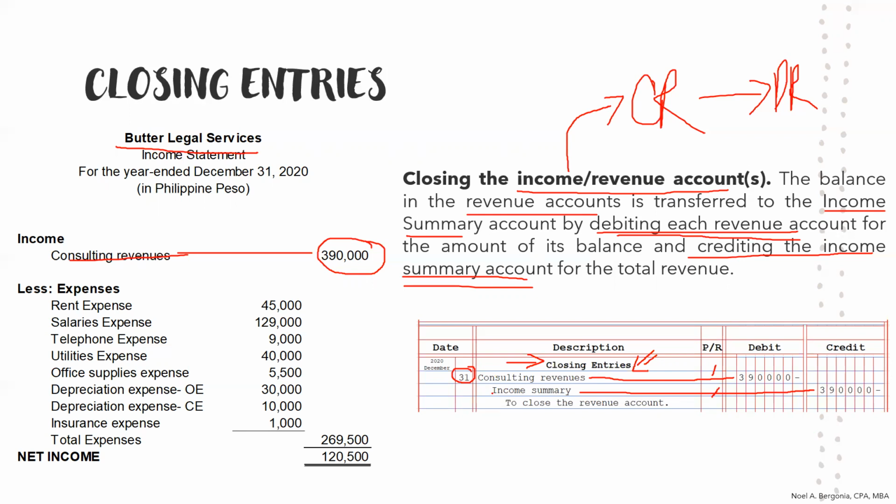Okay, pero ayan, ito po yung itsura ng ating closing entry of the income or revenue account. Don't forget the description to close the revenue account. Okay? Sir, paano kung marami tayong income account? Eh di ganun din. I-debit mo lang sila lahat. Okay, kasi halimbawa in the other video lecture, meron pa tayong interest income. So kung may interest income ka, edi i-debit mo rin po 'yon basta kailangan lahat ng income account ay ma-zero natin. I-debit mo silang lahat and then i-credit mo yung total sa income summary.